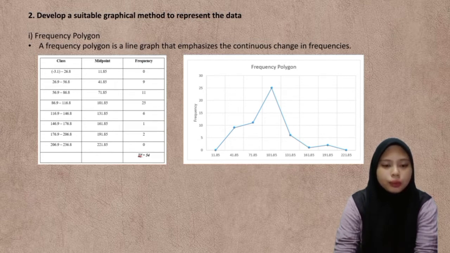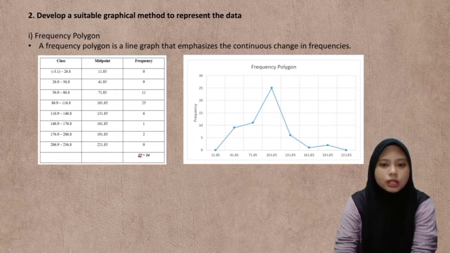The midpoint 11.85 has a frequency of 0. At 41.85 the frequency is 9, at 71.85 the frequency is 11, at 101.85 the frequency is 25, which is the largest data. At 131.85 the frequency is 6, at 161.85 the frequency is 1, which is the lowest data. At 191.85 the frequency is 2, and the last one, 221.85, the frequency is 0.